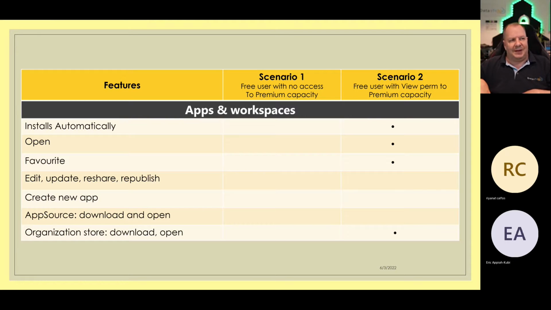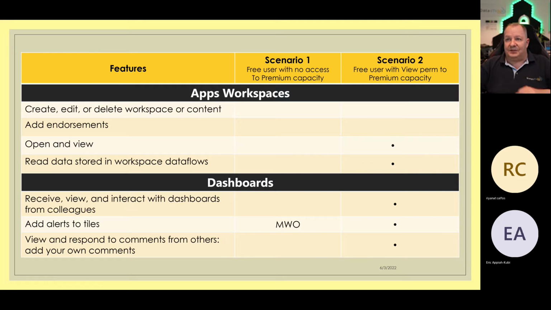But they can't create new apps, they can't go to the app source and download. So there are certain capabilities in there that are limited for the free license, which we would expect. There's more here. So for the edit workspace, add endorsements, open in view, read data in storage flows, the open in view and read data are only available in the premium scenario 2.